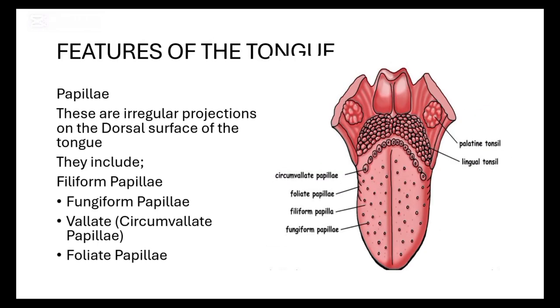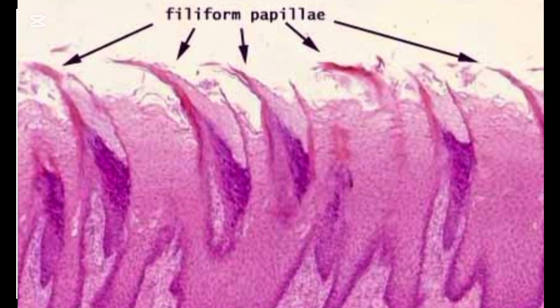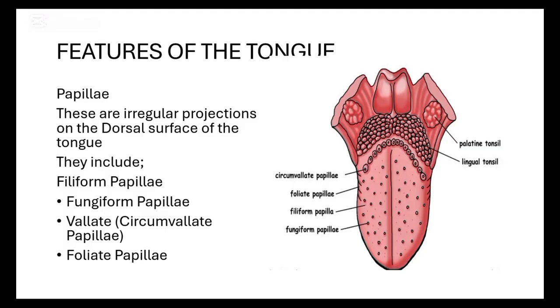Now, focusing on the features of the tongue. On the dorsal surface, we find papillae. These are irregular projections that give the tongue its characteristic texture. There are four types of papillae. Filiform papillae: small, conical projections that do not contain taste buds. Fungiform papillae: found mostly around the edges and scattered across the dorsum. They are associated with taste buds.